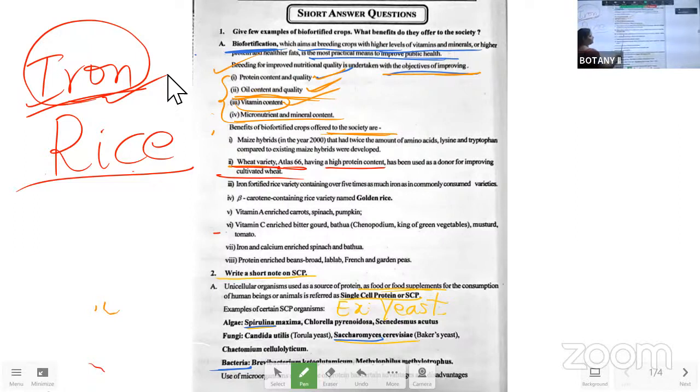So in the rice variety, we are increasing the iron elements 5 times, so that each and every person can use this and have this element in their body sufficiently. Okay. And the next one is golden rice, type E variety, golden rice.